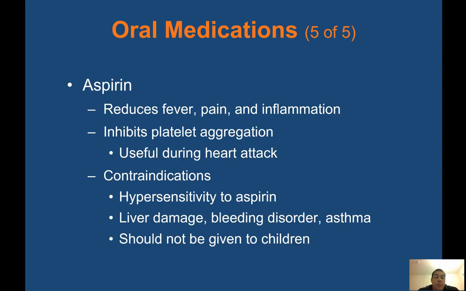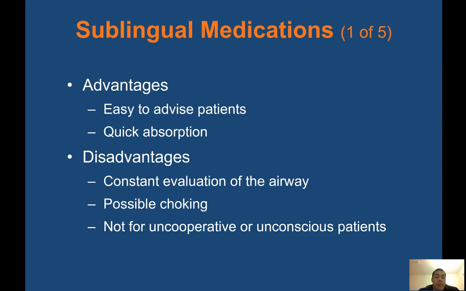So aspirin reduces fever, pain, and inflammation, and inhibits platelet aggregation, so it's useful during a heart attack. During heart attacks, the clotting has already started in the heart, and it's reducing blood flow, and your cardiac cells are going to start to die. So this is the reason why we give aspirin, to make sure the clot doesn't get any bigger. The contraindications for that are hypersensitivity to aspirin or allergies to aspirin, liver damage, bleeding disorder, or asthma. Should not be given to children. So if the patient has an active GI bleed or a gastrointestinal bleed, you're not going to give them aspirin.